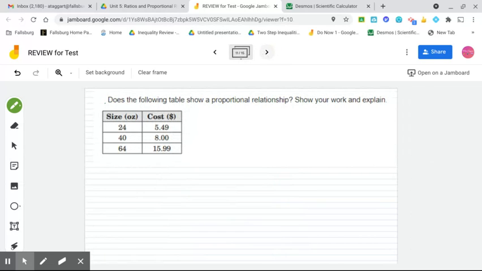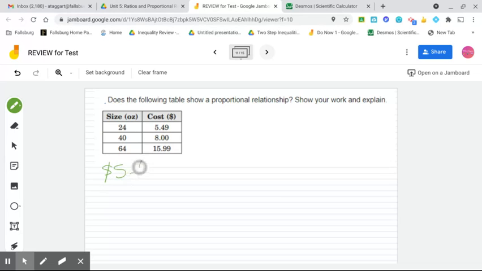Next, does the following table show a proportional relationship? Show your work and explain. So remember, we know a table is proportional if the unit rates are constant or if they're all the same. So just like in the example, I think it was like the second or third example, we had to find the unit rate or the unit price. We're going to do the same thing here.